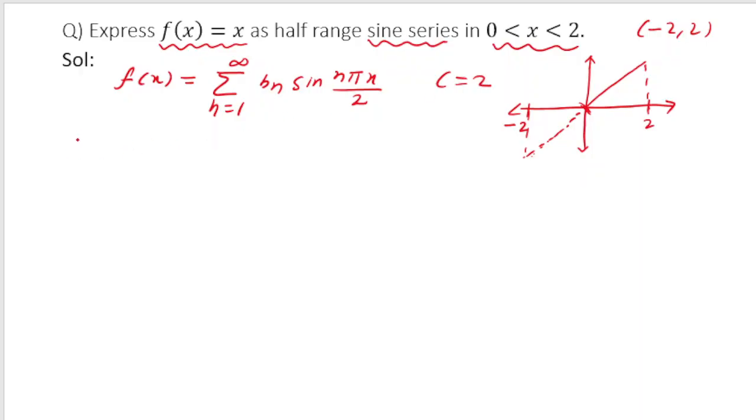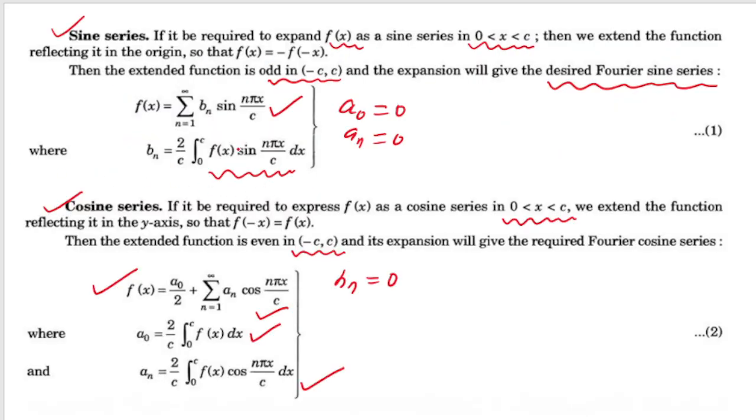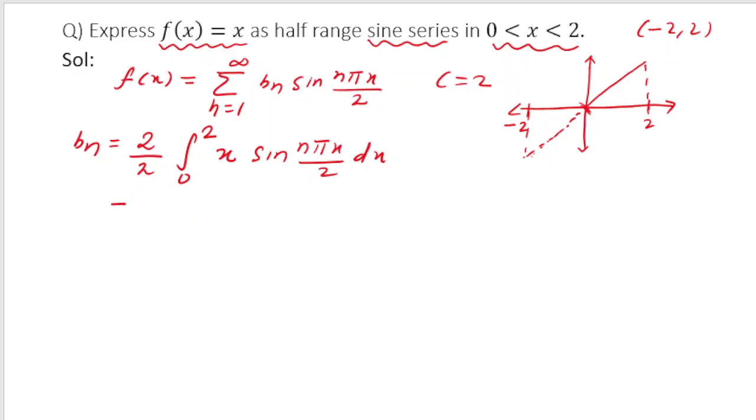Now how to calculate the Fourier coefficient bn? The formula for bn is given by 2 by c, so here it will be 2 by 2, the limit of integration is 0 to c, that is 0 to 2, f of x is equal to x, and then we write sine n pi x by 2 dx, right? This is the formula, I hope you remember: 2 by c, 0 to c, f of x sine n pi x by c dx. Now we just have to integrate this, so those 2 and 2 cancel.